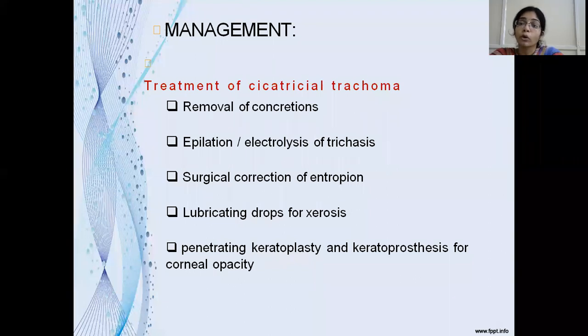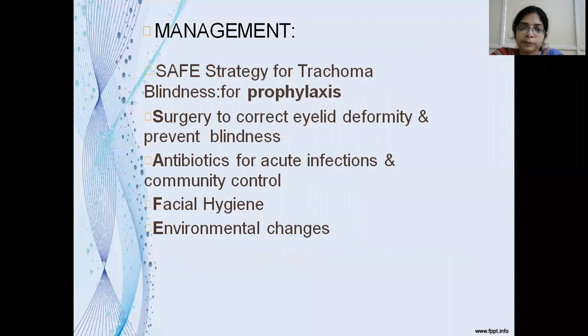Suppose a corneal opacity has formed, we need to replace the cornea with a penetrating keratoplasty, where a full thickness corneal graft is placed, or a keratoprosthesis, where an opening is created in the cornea and a prosthetic device is inserted. You can Google the pictures. Now, trachoma is the leading cause of preventable blindness, so it's better to prevent than cure.